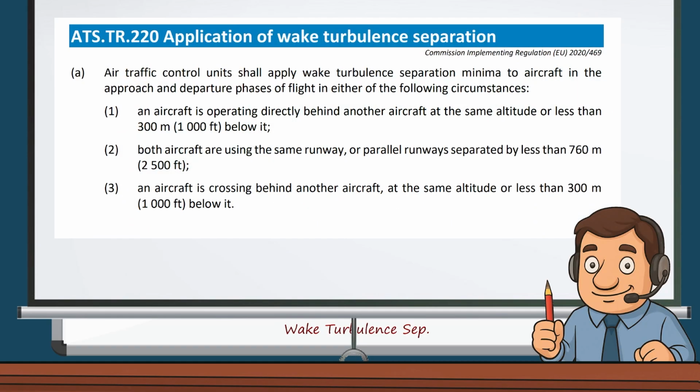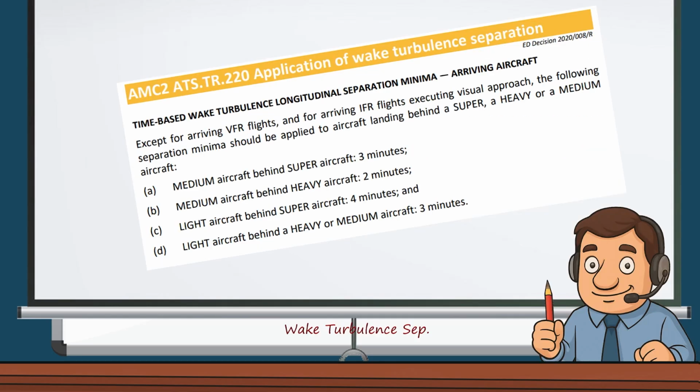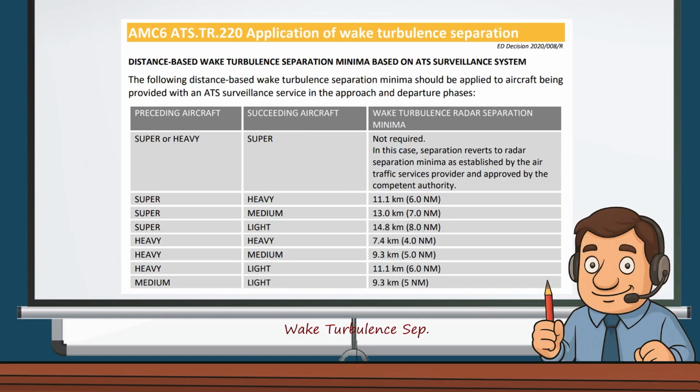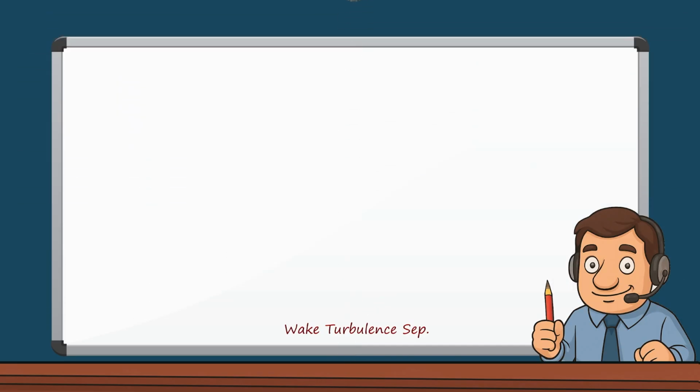Part ATS in TR 220 have an implemented rule that the application of wake turbulence needs to be based on 1. Aircraft flying directly behind each other within 1,000 feet. 2. Operating to same or parallel runway. 3. Crossing within 1,000 feet. While this is given in minutes for AMC2, there's also AMC6, which denotes the separation you must provide as approach, given as a radar separation in nautical miles. As you see, there is all sorts of information, but let's try to simplify it in operational terms.